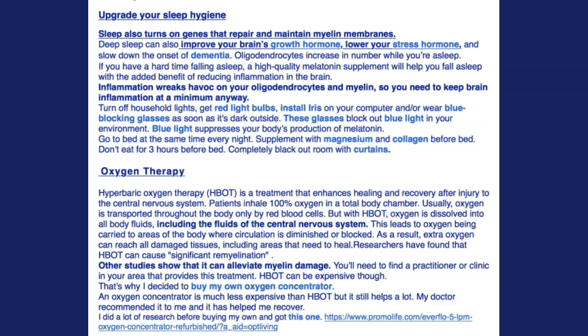Researchers have found that HBOT can cause significant remyelination. Other studies show that it can alleviate myelinating damage. You'll need to find a practitioner or clinic in your area that provides this treatment. HBOT can be expensive though. That's why I decided to buy my own oxygen concentrator. An oxygen concentrator is much less expensive than HBOT, but it still helps a lot.